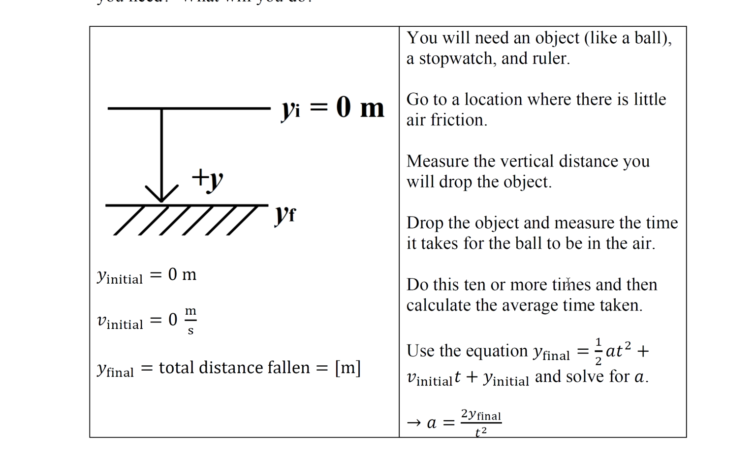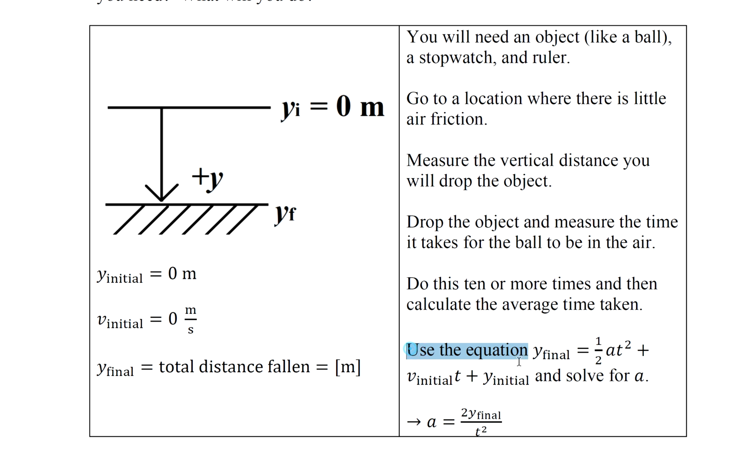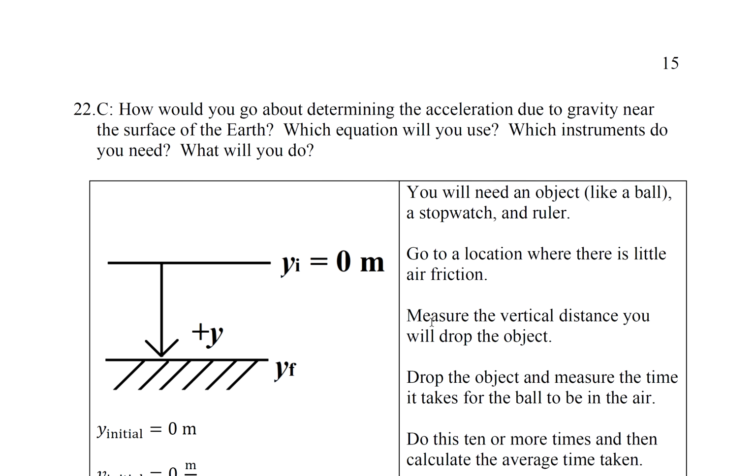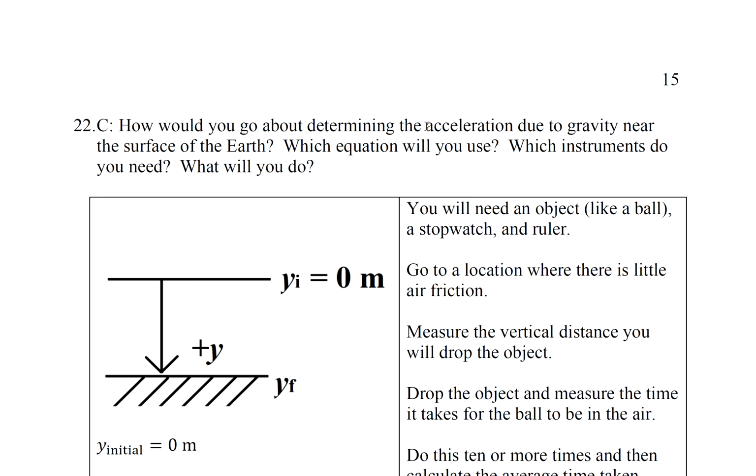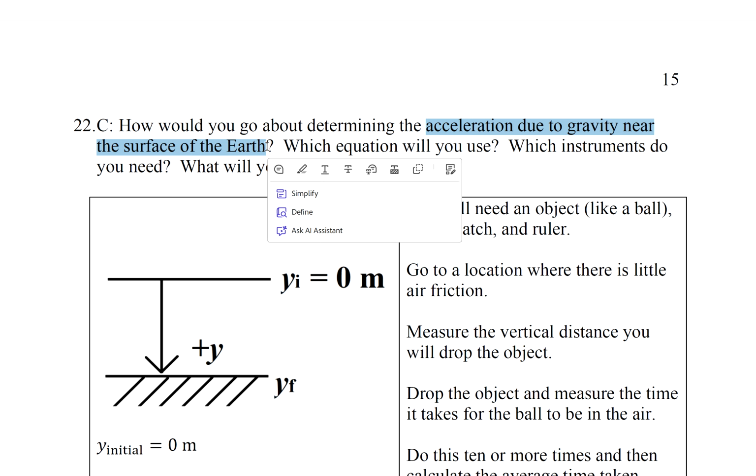And then we're going to use this equation and solve for the acceleration. Okay. We know y initial is 0. We know v initial is 0. So just take this equation and just solve for a. So the acceleration due to gravity near the surface of the Earth is this equation. That's how we find the acceleration due to gravity near the surface of the Earth.